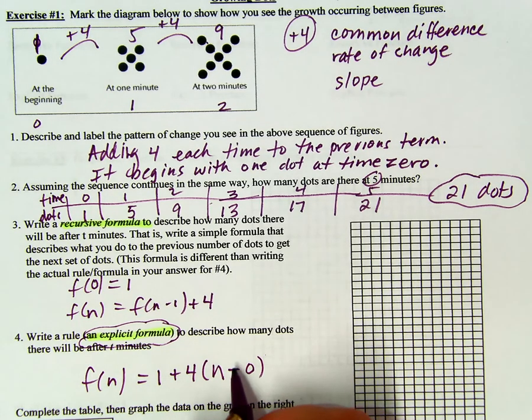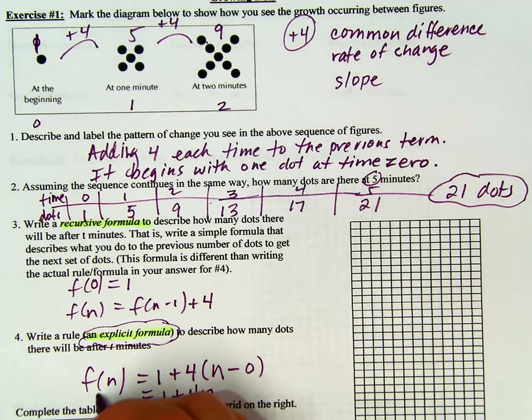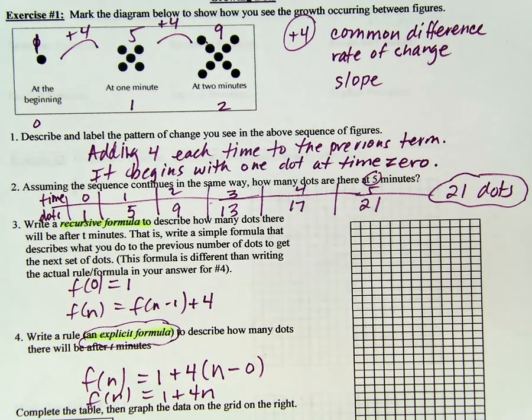So again, n minus 0, some of you may have just written this as 1 plus 4n, and that's totally acceptable. Some of you may have even written it as 4n plus 1, and that is totally acceptable. This page, all we did was those notes, and now we're going to switch to the back page.